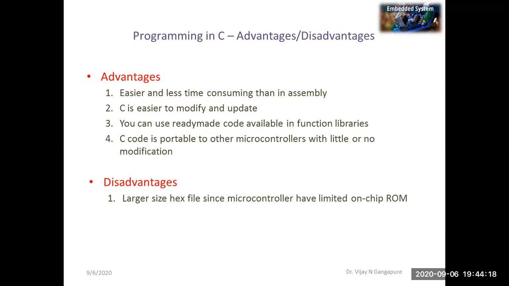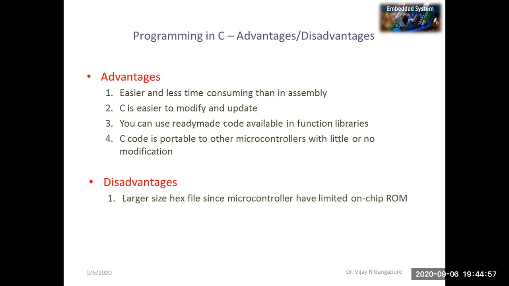The fourth advantage is that C code is portable to other microcontrollers with little or no modification. For example, if you write a program in C for a particular application for a particular microcontroller, then you can use the same code for any other microcontroller with very little modification in the program, but that is not applicable to a program written in assembly language. So that is the fourth advantage.